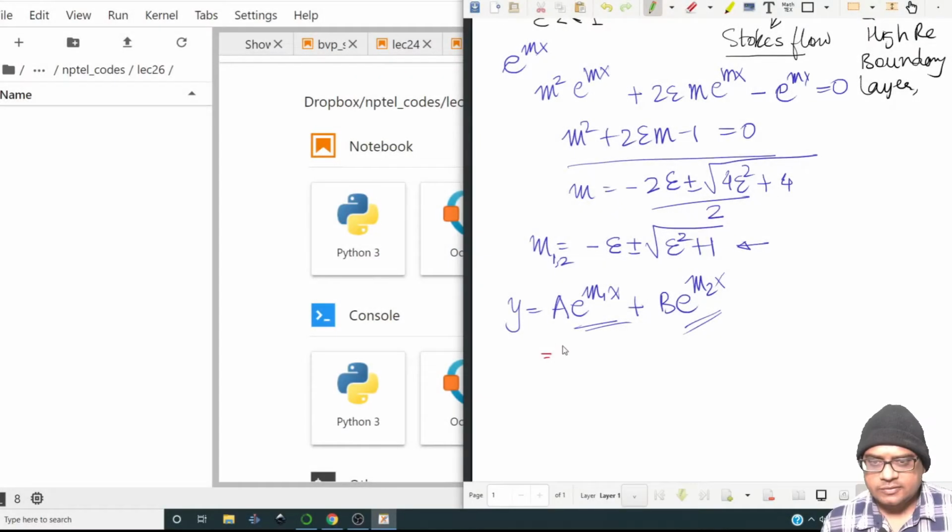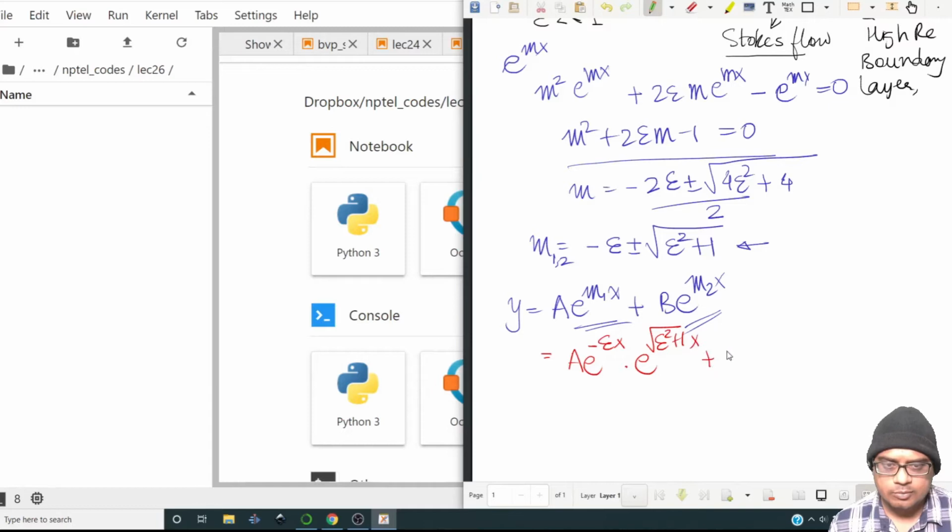Okay, so let us simplify this further. This becomes a e to the power minus epsilon x times e to the power square root of epsilon squared plus 1 times x, plus b e to the power minus epsilon x times e to the power minus square root of epsilon squared plus 1 times x. We have these two terms, and now we can utilize the boundary conditions in order to find out the constants.